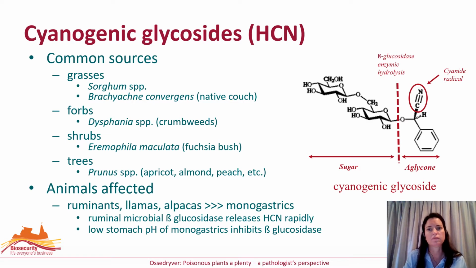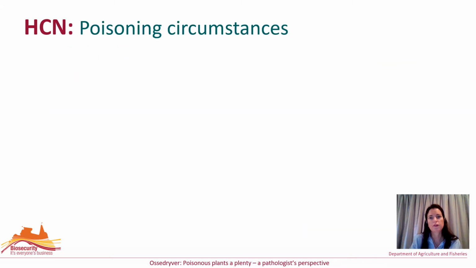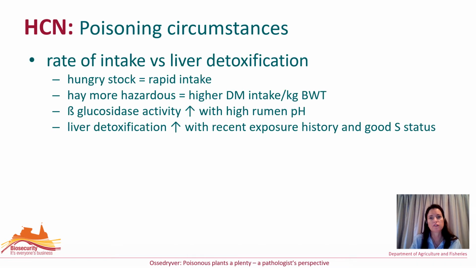of these species. There are 2 main factors that influence the occurrence of cyanide poisoning in livestock. The first is the rate of intake versus detoxification. Hungry animals that consume plants rapidly are most at risk, and hay is more hazardous than fresh plant due to its higher dry matter intake. As mentioned previously, this level of beta-glucosidase in the rumen will influence the susceptibility of an animal to poisoning, as will the animal's ability to detoxify poisonous levels of cyanide based on previous non-toxic exposures.